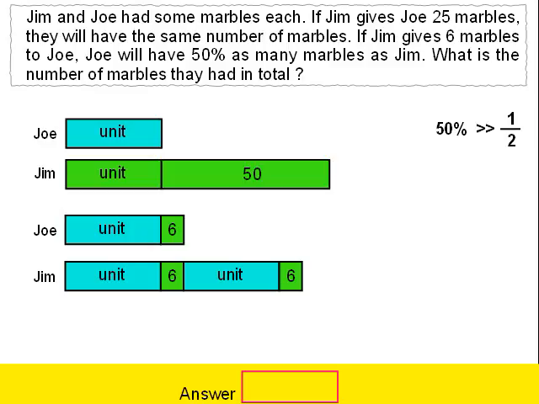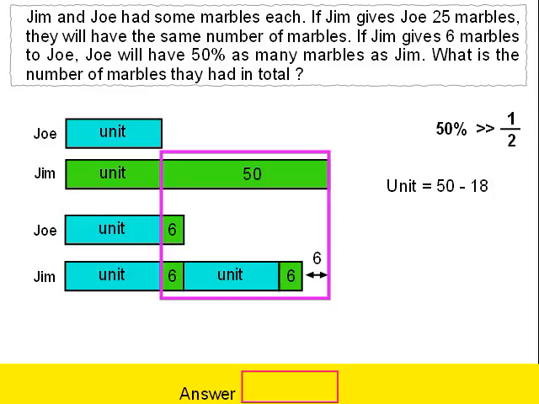Which is the difference of 6 here compared to Jim's, because Jim gave away 6. So the difference is 6. By looking at this part of the model itself, straight away we know that 1 unit is equal to 50 minus 18. That gives us 32.